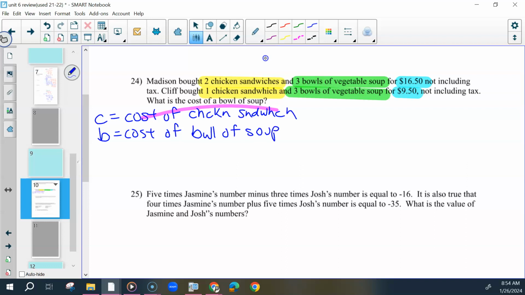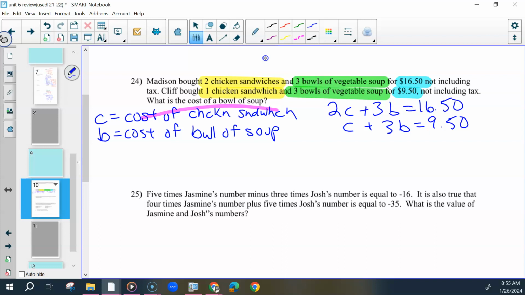Okay, then we have 6 numbers, so we're going to use them all. How would we set up our 2 equations? 2C plus 3B equals 1650. And the other one? 1C plus 3B equals 950.